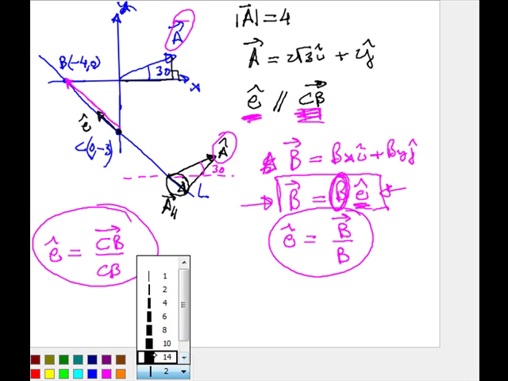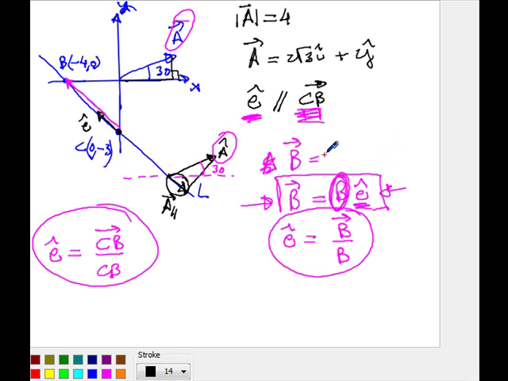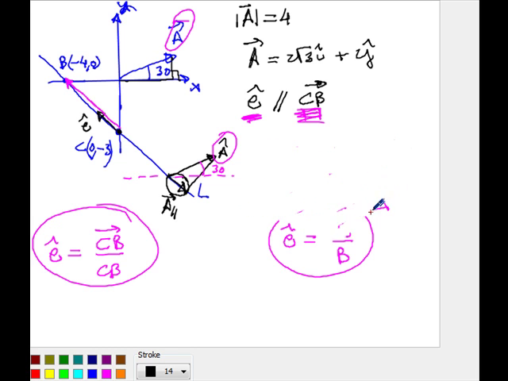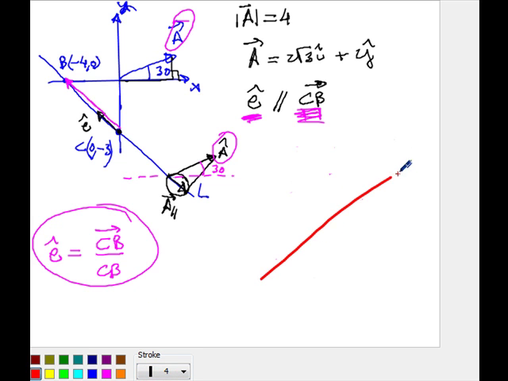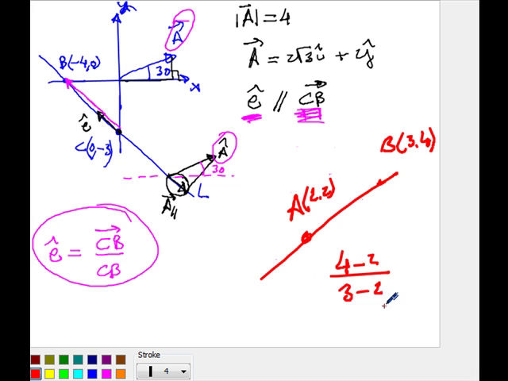This is very similar to what you've learned in Math 140 when you calculate the slope of a line going through 2 points. Remember, if you're given, say, a line, and it goes through point A and point B, and A is 2 and 2, and B is 3 and 4, and you want to calculate the slope, you take the difference of the y, 4 minus 2, divided by the difference of the x, 3 minus 2, and you get the slope. The change of y over the change of x.